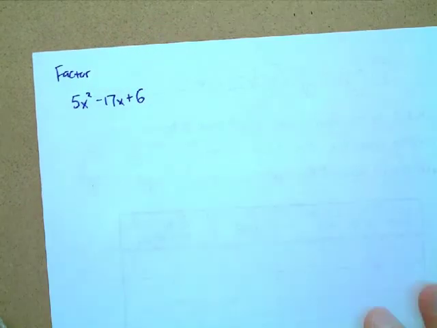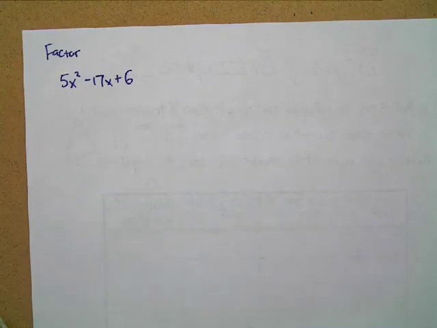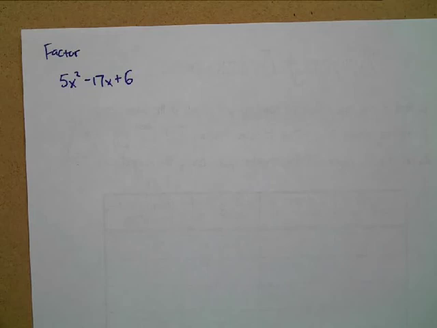Okay. 5x squared minus 17x plus 6. So again, let's pretend that you just came across this problem in the wild somewhere, and you need to solve this. You need to factor it. The first thing you should look for is GCF. Is there a greatest common factor to all 3 terms? Is there something we can divide out of all 3 terms here?